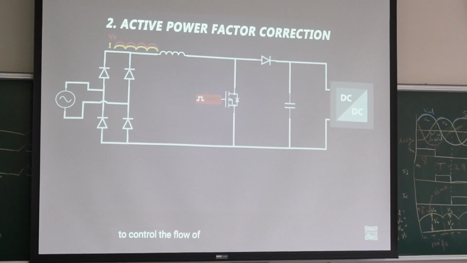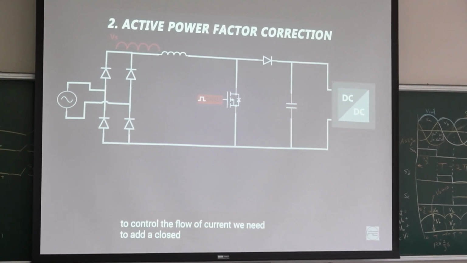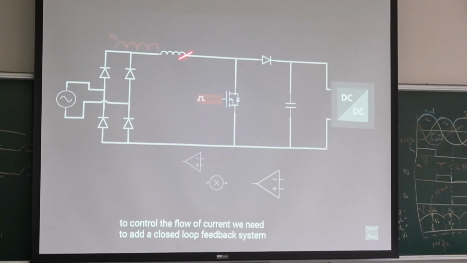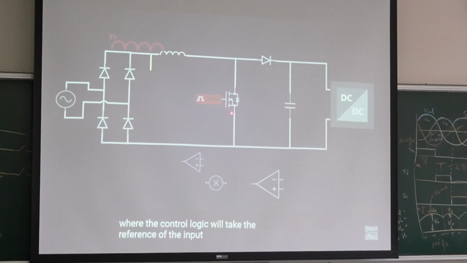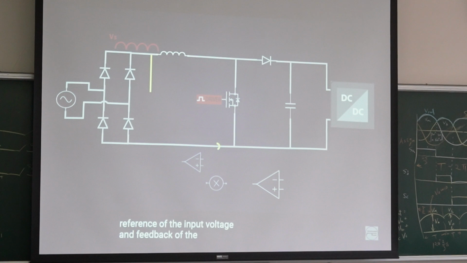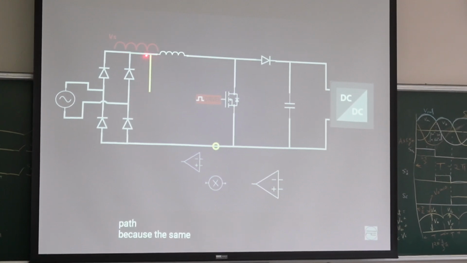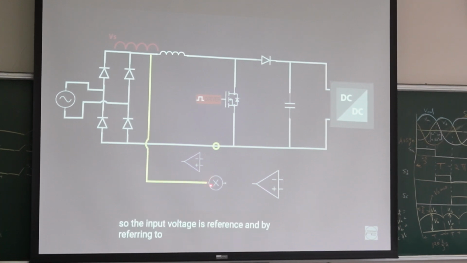To control the flow of current, we need to add a closed loop feedback system. However, we need a lot of control logic for the circuit. We need a feedback of the input voltage and current, so we need a voltage sensor, because the same current is flowing through the whole circuit. So the input voltage is taken as the reference, and the current of the circuit is adjusted by referring to it.